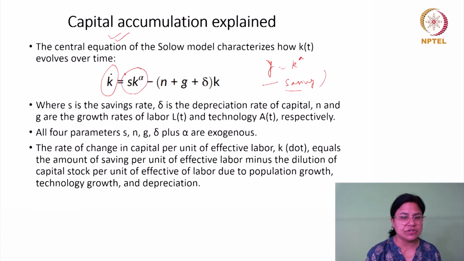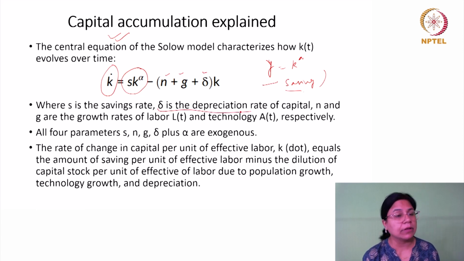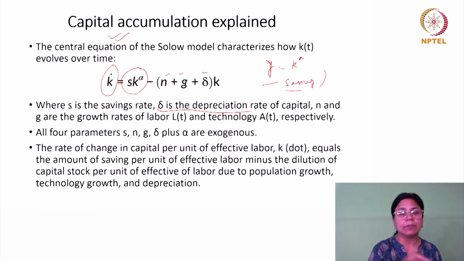However, there are leakages also. So what are those leakages? If you look at it, there are certain proportions that have been identified as the leakage. This delta is basically the depreciation rate of the capital, because the capital is likely to depreciate over a period of time. So that has been introduced. Then there are n and g, which are the growth rates of the labor and the technology.